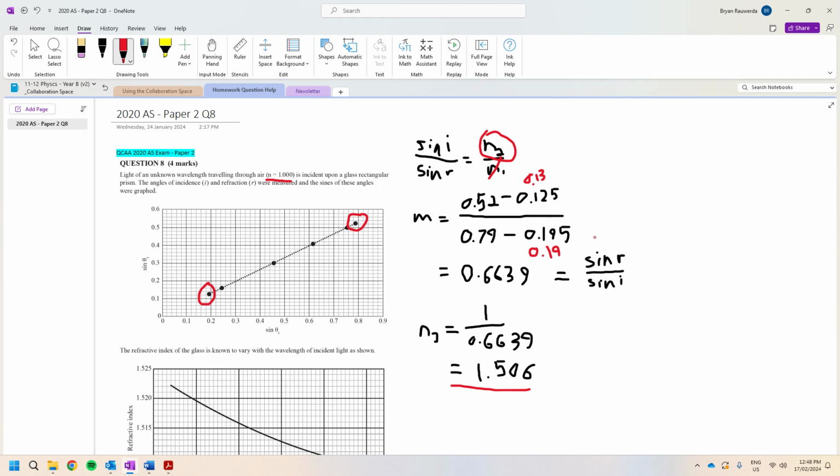0.52 minus 0.13, divided by 0.79 minus 0.19, and I get a value of 0.65 here. So that equals 0.65, actually dead on. I take the inverse of that, and I get a value of 1.538.